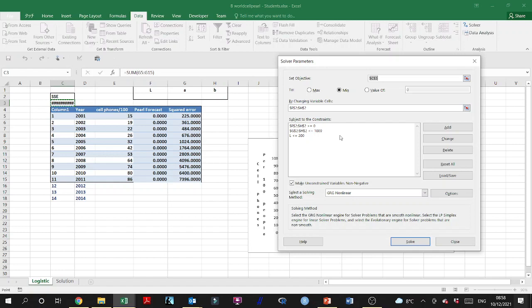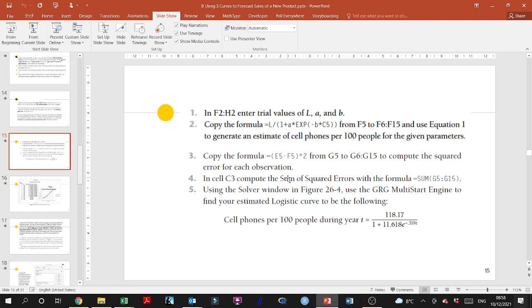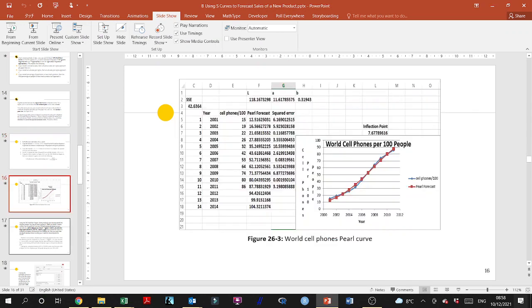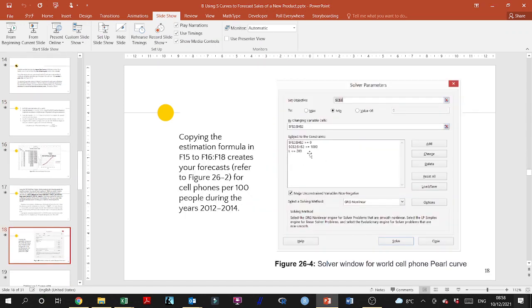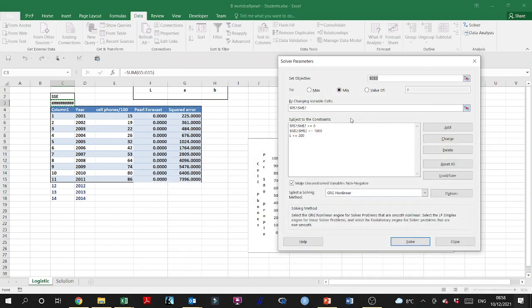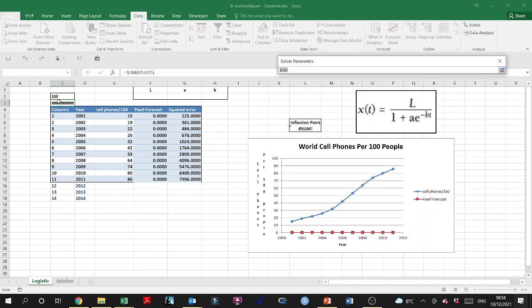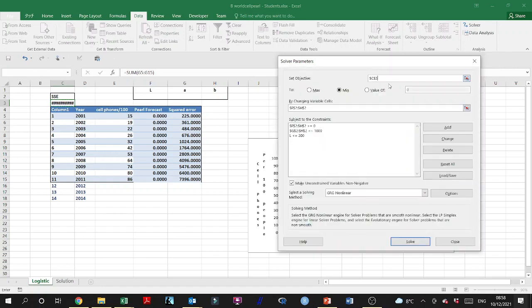1000 is too big, really. I will just put 100, but I'm following the book. However, I feel like this is too big of a number. So over here, you can see he's putting it less than or equal to 1000, and L is less than or equal to 200, and please make sure that you are minimizing what? You are minimizing this. So this is the objective function.